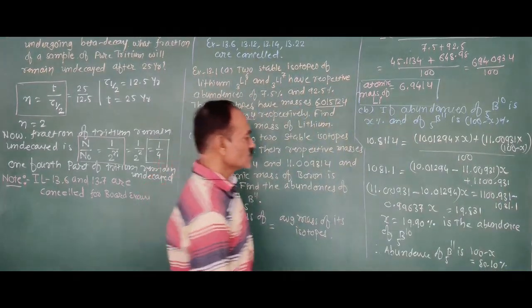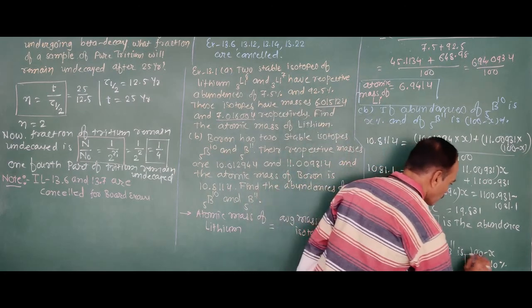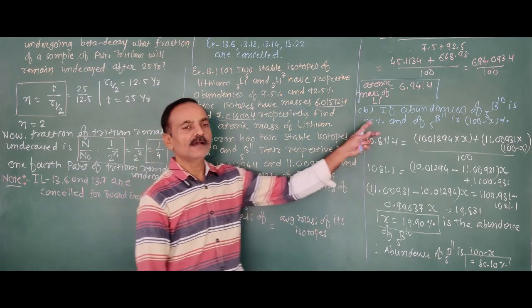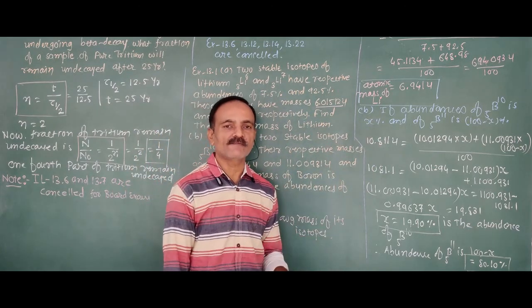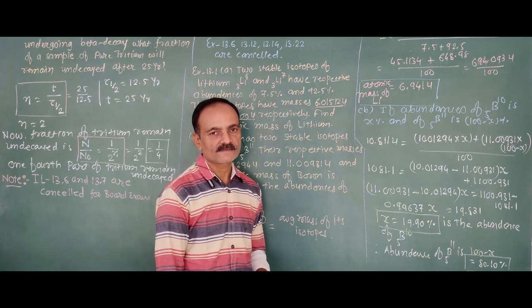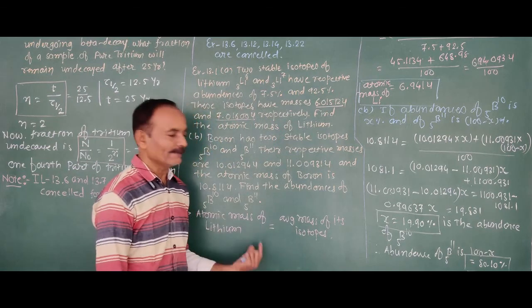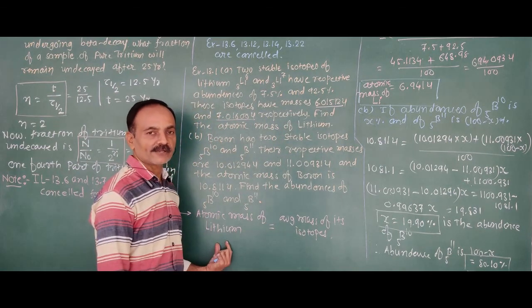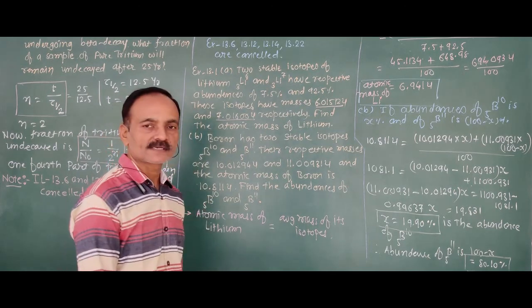So this way we can find out the percentage of boron-10 and boron-11 in boron, having the atomic mass 10.811 atomic mass unit. Clear? So that is very easy. Only keep in mind the equation: atomic mass of any given atom is equal to the average mass of its isotopes. Clear?